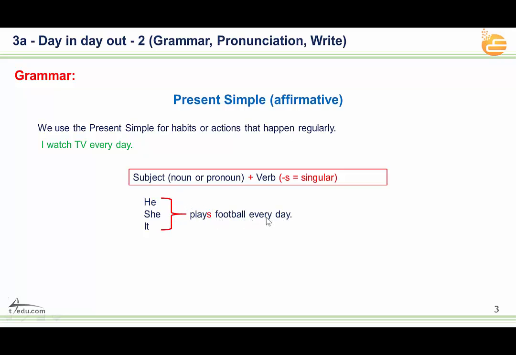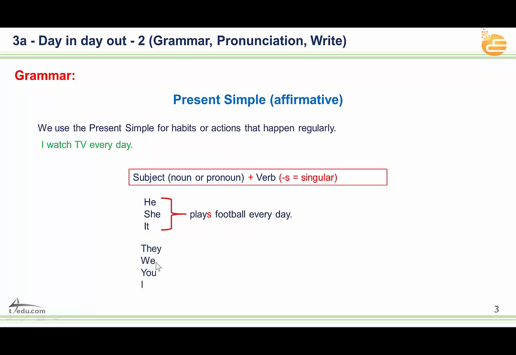He plays football every day. She plays football every day. It plays football every day. For example, if I'm talking about a TV or something related to football, because we know that animals don't play football. And maybe the singular names: Ahmed plays football every day. The boy plays football every day. Ali, and so on. So with any singular subject, we have to use the s.